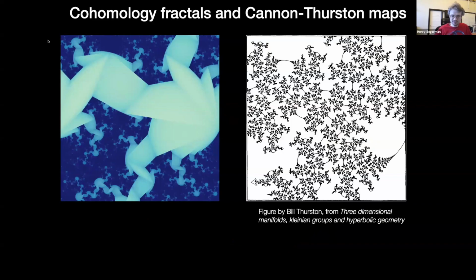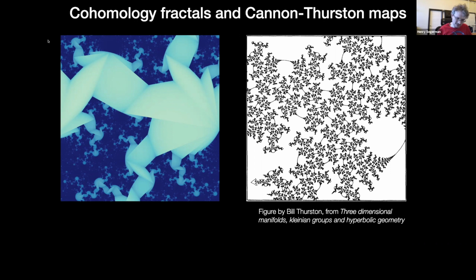There's a relation between cohomology fractals and something called Cannon-Thurston maps. Maybe looking at the time, I won't get into all of the details of what Cannon-Thurston maps are. Let me just mention, this is a figure by Bill Thurston, who of course was one of the people who introduced these maps.